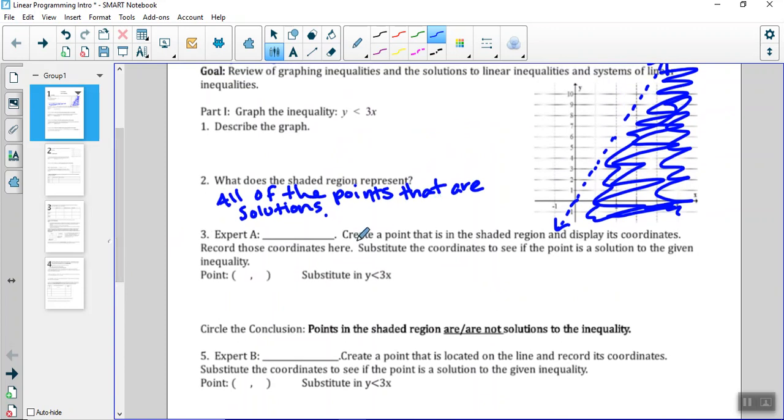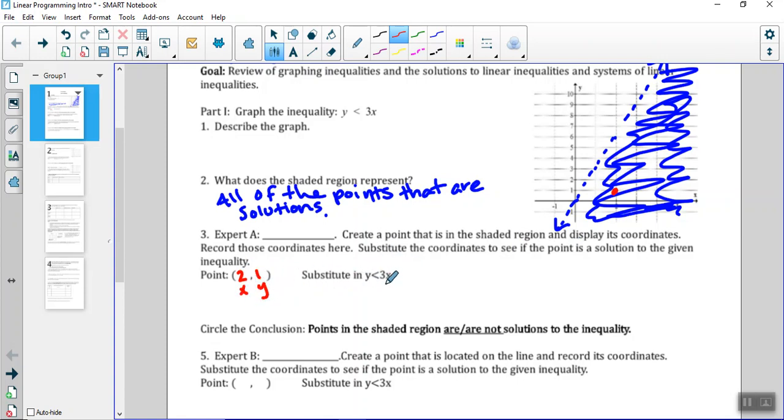It says, create a point that is in the shaded region and display its coordinates. So I'm going to use a new color to create this point, and you can choose any point in the shaded area, but I decided to choose the point 2, 1. So I colored it right there, and I'm going to write the point 2, 1. Now remember, the first part is your x and the second part is your y.